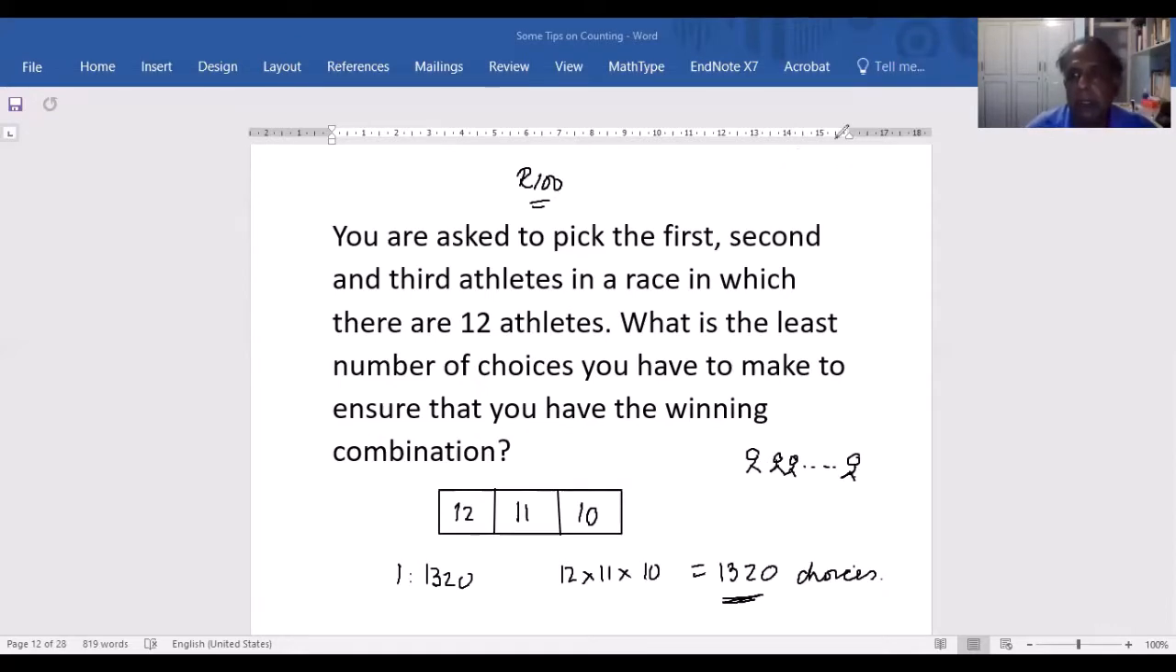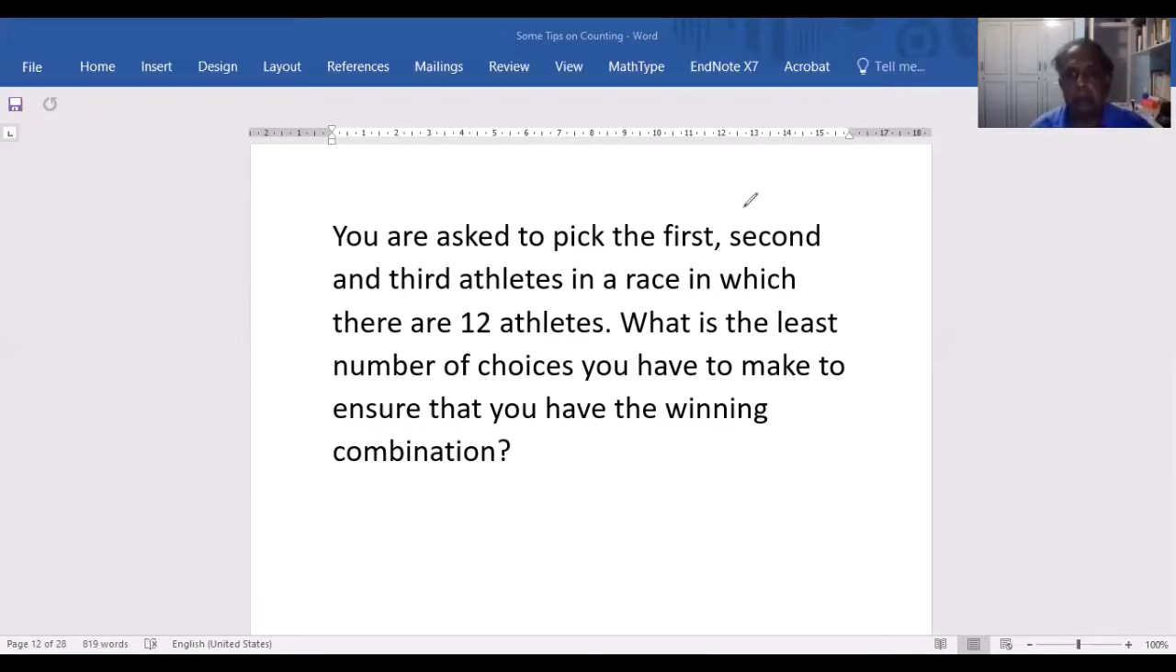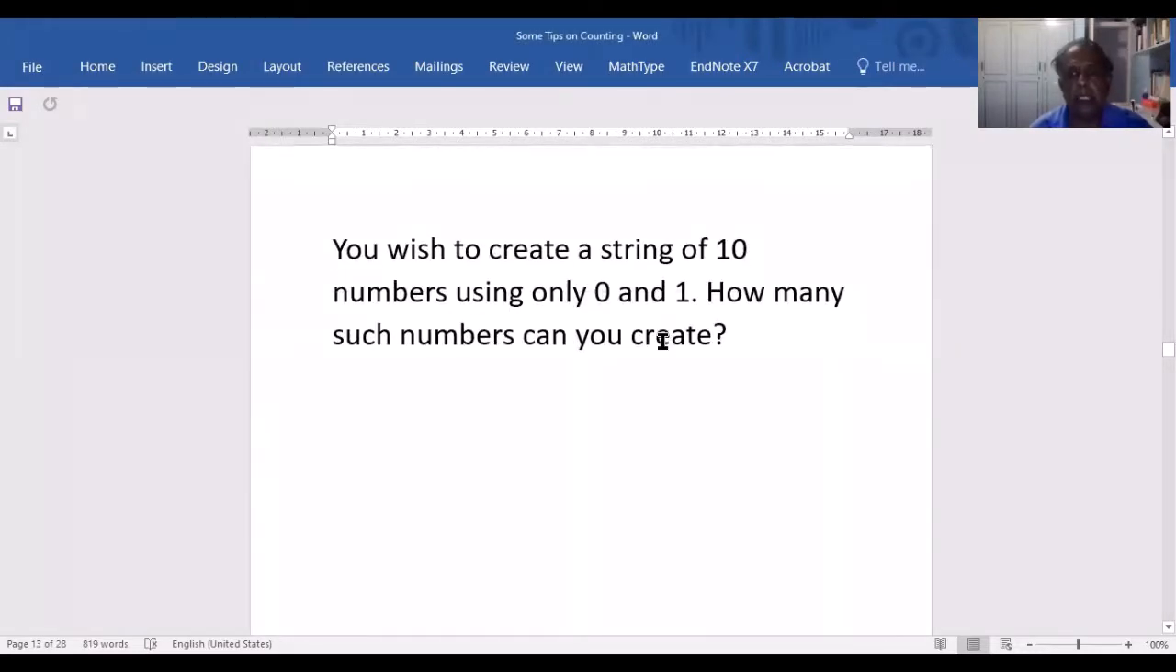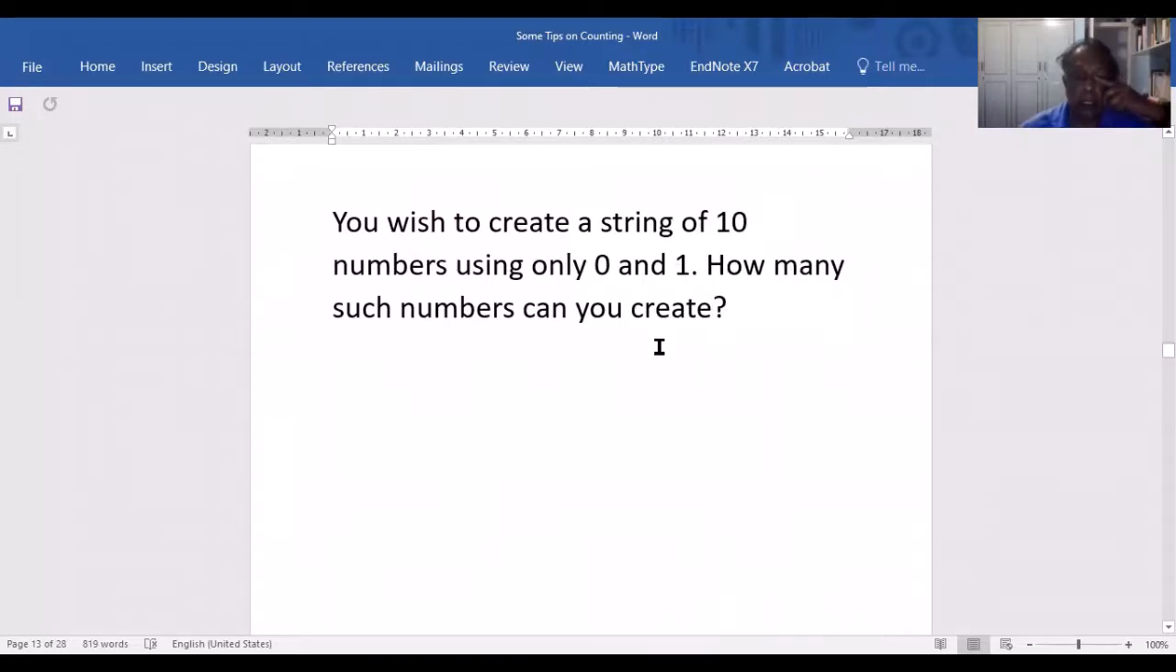Okay, so let's look at another problem. You wish to create a string of 10 numbers using only zeros and ones. How many such numbers can you create? So again, if you think about this, this is the same problem that we've got, but this time you need to make 10 choices.